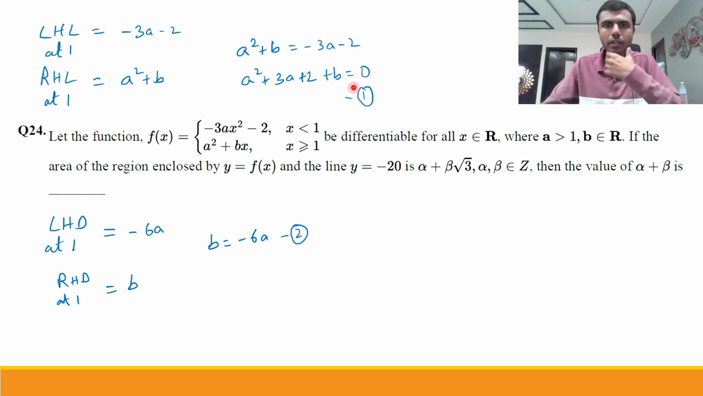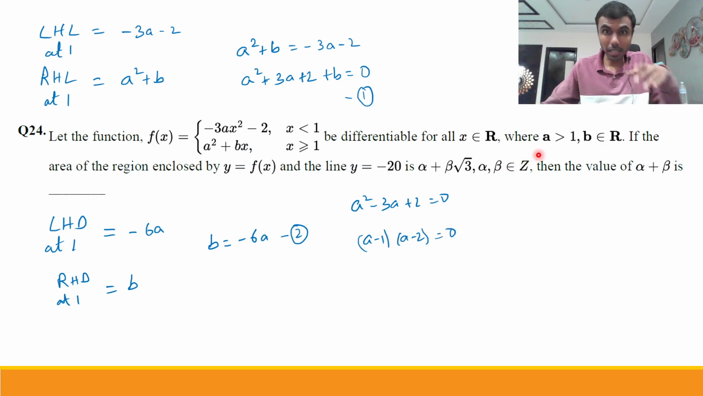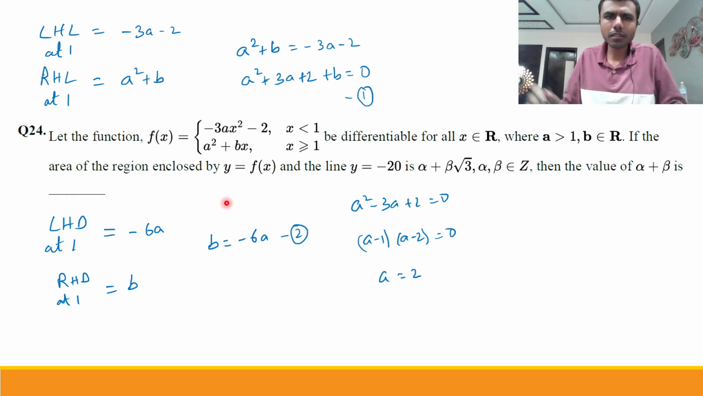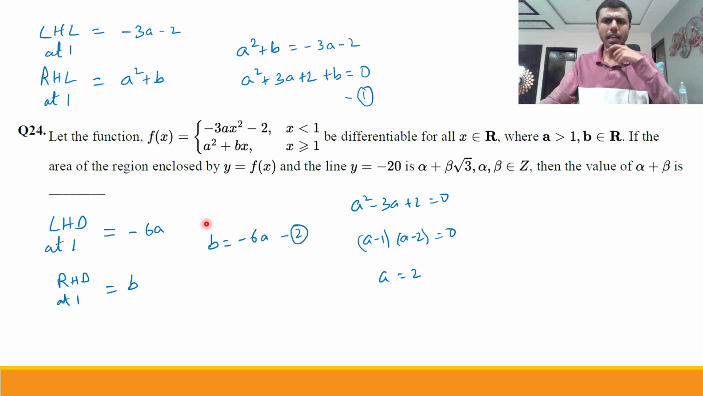Put this in 1. So what will happen? A square plus 3a plus 2 minus 6a, so it would be a square minus 3a plus 2 equal to 0. A minus 1 into a minus 2 is equal to 0. That means a can be 1 or 2, but they gave that a is greater than 1, so a is 2. So we got a, you can get b, and based on that, draw a proper graph.